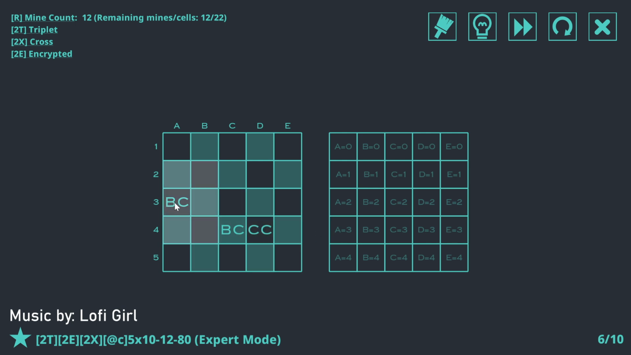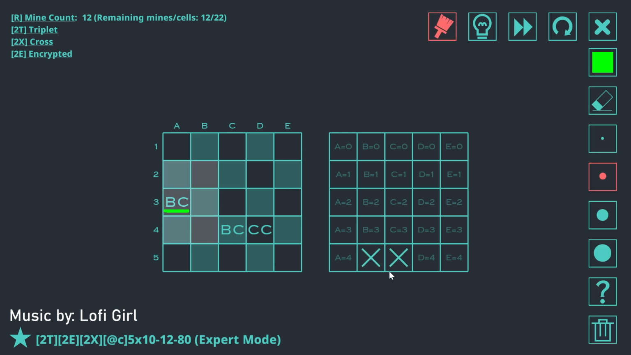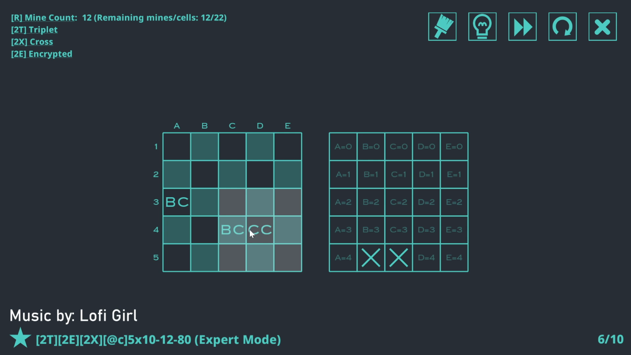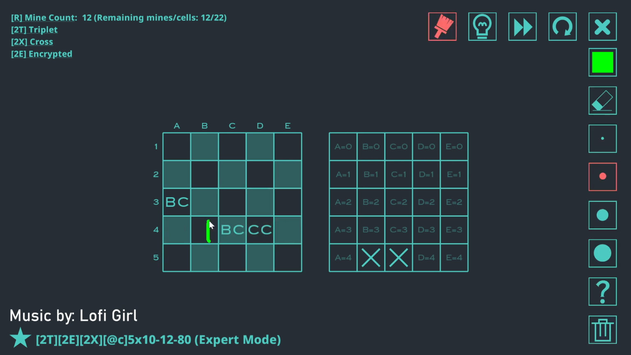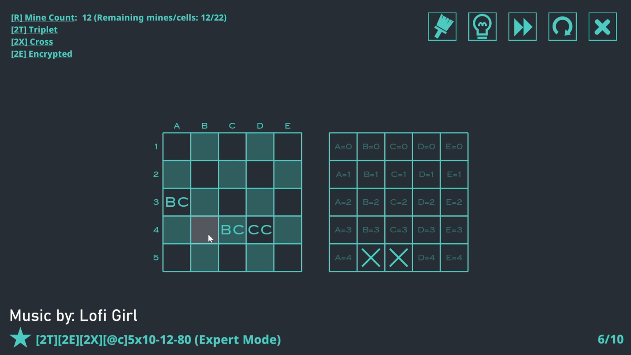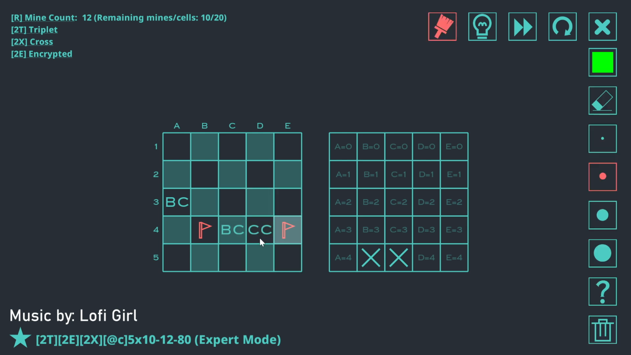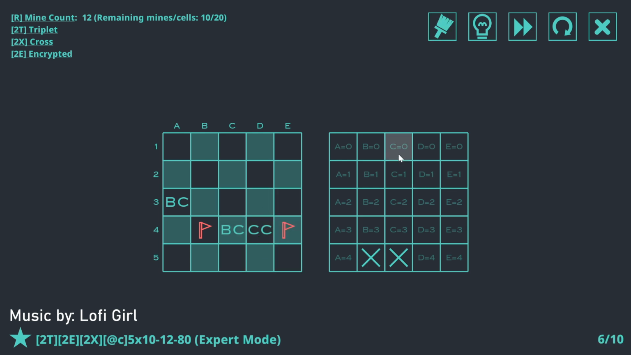Now B and C just can't be 4, because B and C are both at most 3. C and C. Well, I mean, just by regular triplet, these have to both be mines, and that's because these can't both be empty. Otherwise, you'd have a row of 3. So these are both mines. I guess C now must be at least 1, because whichever looks at the light source is just C.